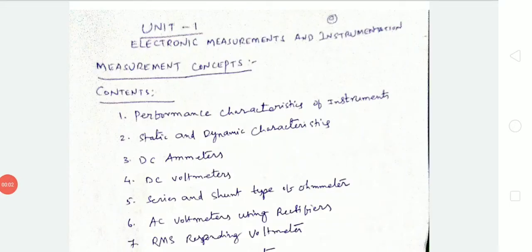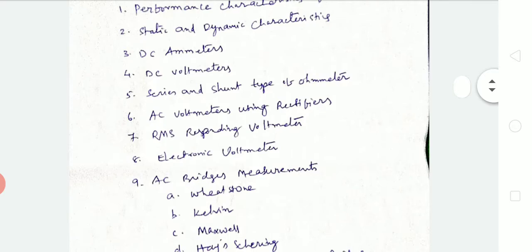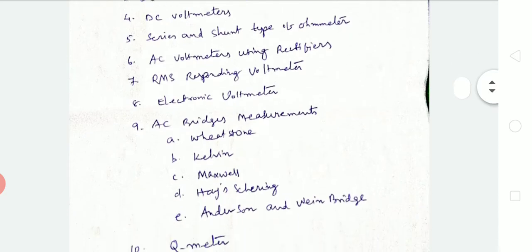Dear students, as unit number 1 in electronic measurement and instrumentation, we have measurement concepts. In this, so many contents are there. The first one is performance characteristics of instruments, static and dynamic characteristics, DC ammeters, DC voltmeters, series and shunt type of voltmeter, ohm meter, AC voltmeter using rectifiers, RMS responding voltmeters, electronic voltmeter.